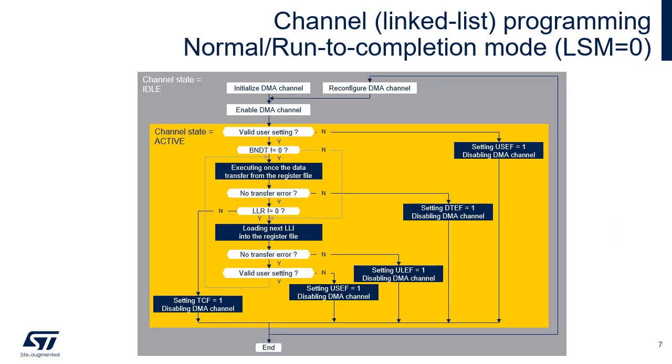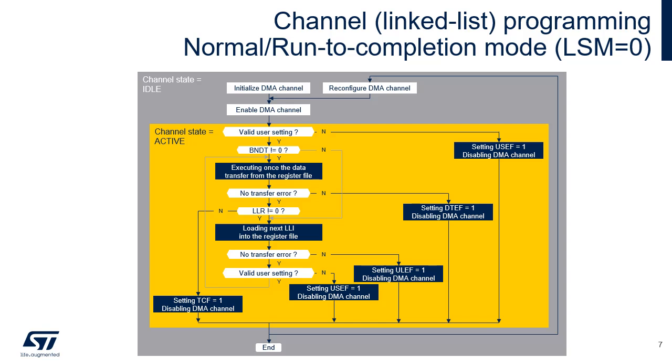This figure depicts the DMA channel execution and its registers programming in run-to-completion mode. In this mode, a full sequence of LLIs is processed by the DMA without software intervention. The first LLI is described by the content of the linked list register file. LLI 0 may only perform a link transfer if BNDT is null, but LLI register non-null. BNDT stands for block number of data bytes to transfer.